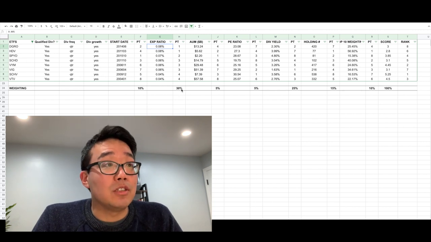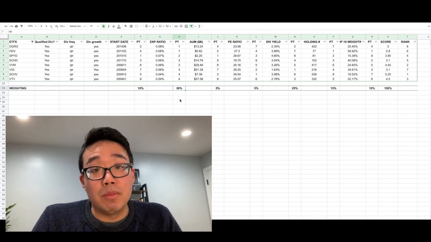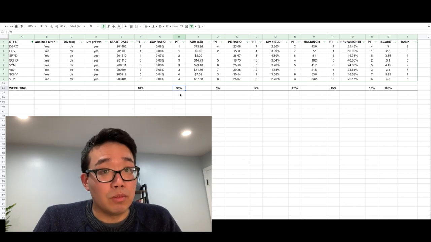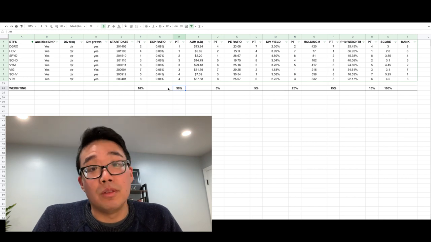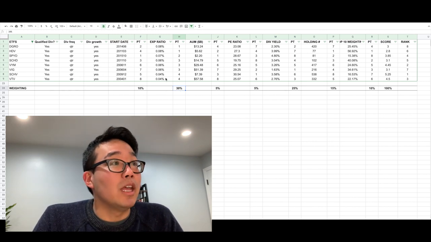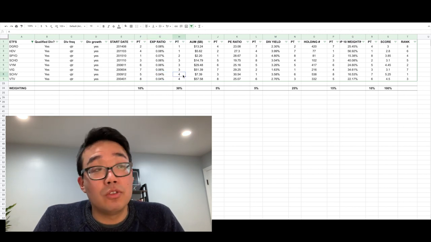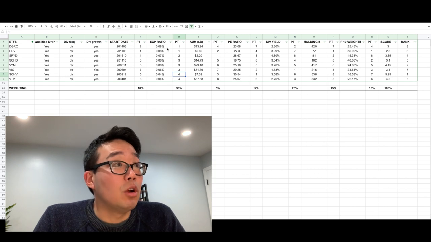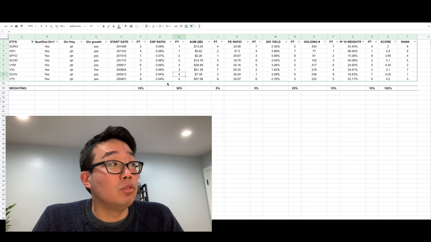As you can see, the weighting is at 30%. It does matter to me a lot. I do want to keep my expenses low so that I get to keep more of my money and not have to pay the portfolio managers, so to speak. For VTV and SCHV, they're tied at 0.04%, and so I assigned 4 points to those. And DGRO is at 0.08%, which is pretty high, relatively speaking, compared to VTV.